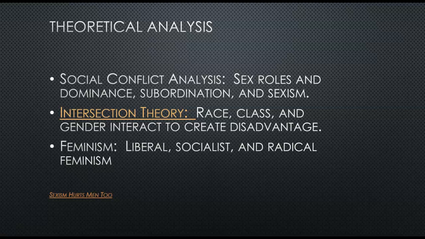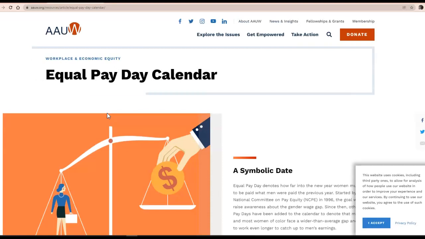One way to see intersection at work is by looking at what's called Equal Pay Day. In class, we talked about how women earn about 80 cents for every dollar that men do. And one way of looking at this is by looking at how long into the next year women have to work in order to make as much as men did in the previous year. Because women make about 80% of what men do, women are going to have to work on into the next year to make the same amount that men do.